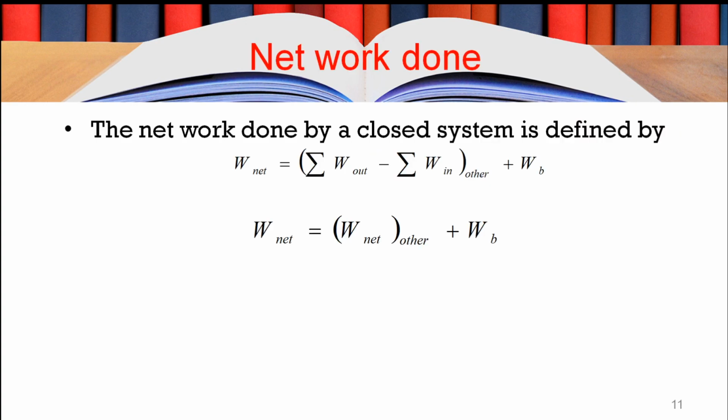So the net work done by a closed system, you know that closed system is having energy transfer in the form of work or heat. So work transfer in the case of a closed system could be expressed as summation of all the work which is going out of the system minus summation of all the work coming into the system. All these are other works plus boundary work. So net work transfer associated with a system is a sum of other forms of work plus boundary work.